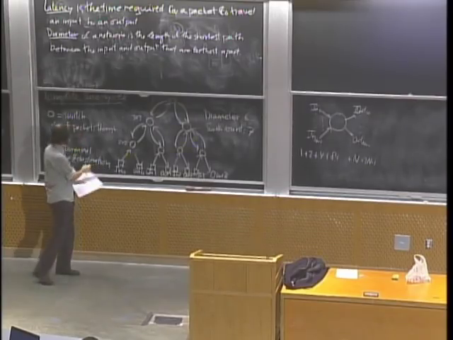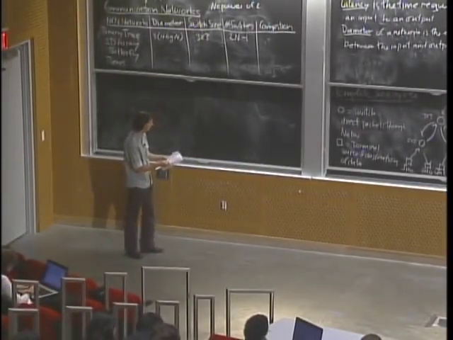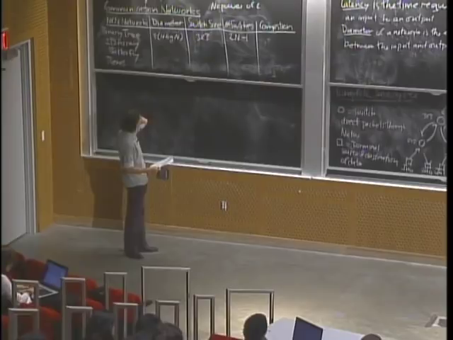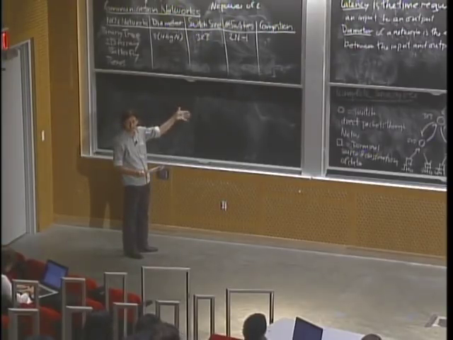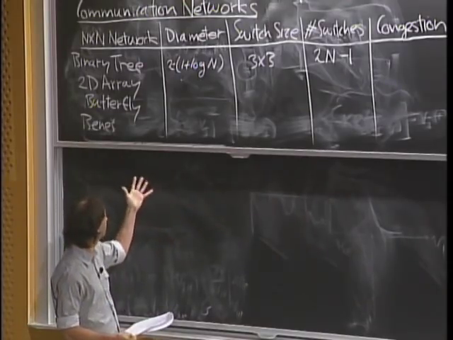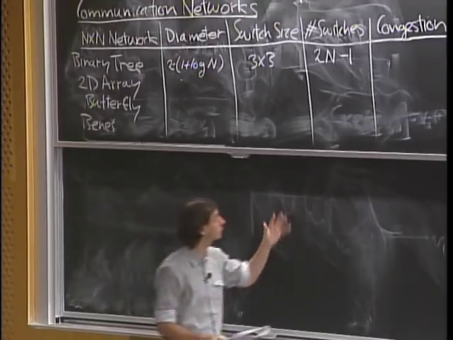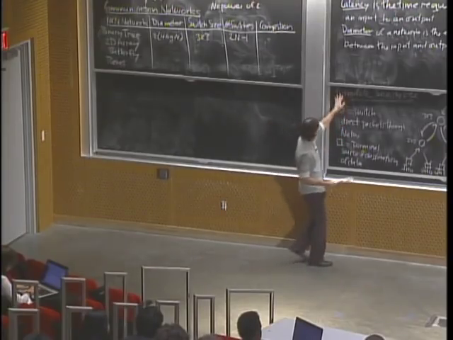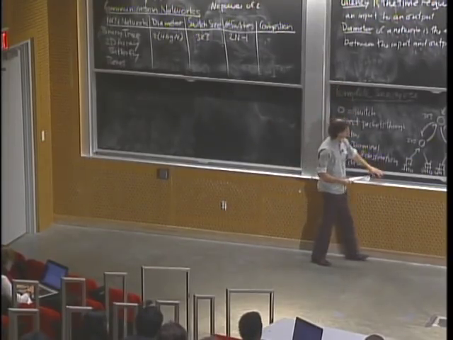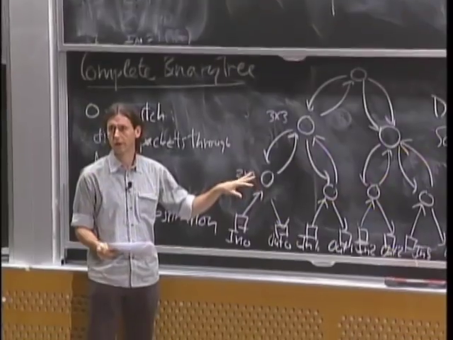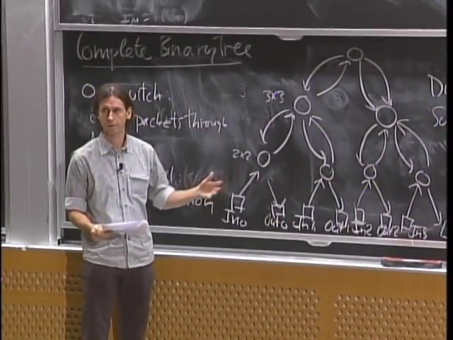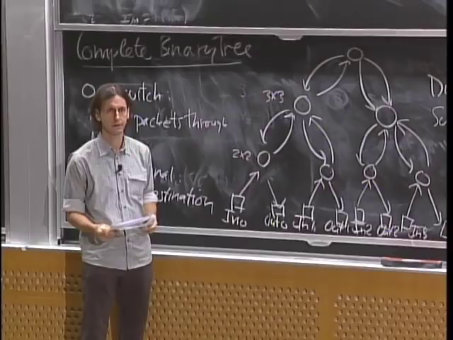Okay, so now we have the switches. So far this looks pretty good actually. We use small switch sizes, the number of switches is linear in n, diameter is logarithmic in n, so that sounds good. So what about congestion? Do you have any idea what's the problem with this graph? What is the big problem here?